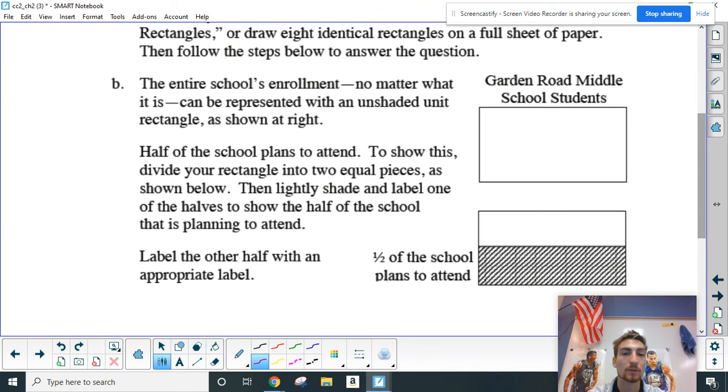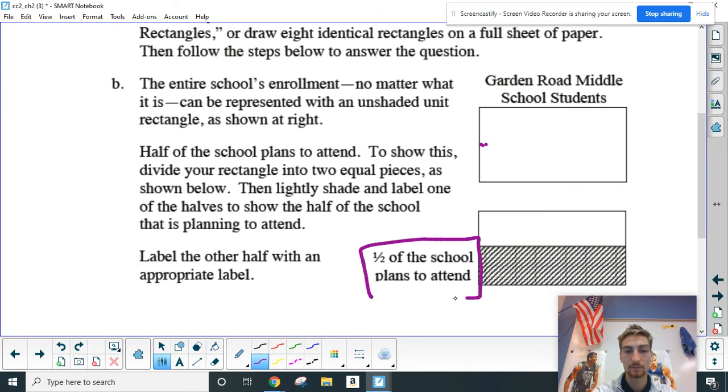The entire school's enrollment, no matter what it is, can be represented with an unshaded unit rectangle. As shown at right, half of the students at the school plan to attend. Also, we have that right down here. Half the students plan to attend. To show this, divide your rectangle into 2 equal pieces, as shown below. Then lightly shade and label 1/2 to show the half the school is planning to attend. And here they have that right here. Label the other half with the appropriate label.